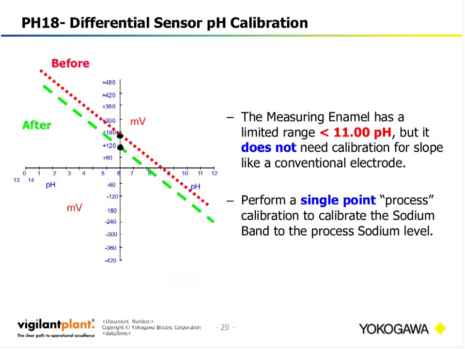However, now depending on which differential sensor you're using, there are two different types of calibration. Let's first talk about calibration for the pH-18. As we mentioned earlier, the pH-18 design has no fill solutions of any kind, and since there's no fill solution, the glass or measuring enamel does not age like a conventional pH glass electrode, so the slope is always fixed and doesn't require adjustment or calibration. So calibrating the pH-18 can be done by a simple single-point calibration that's just adjusting it to the sodium level of the process.